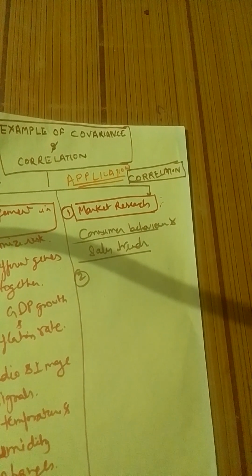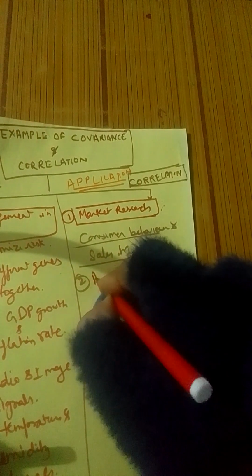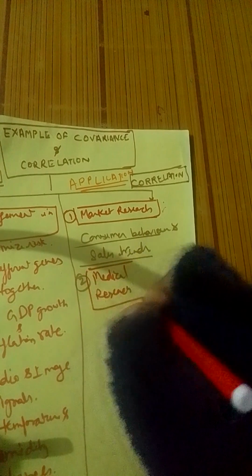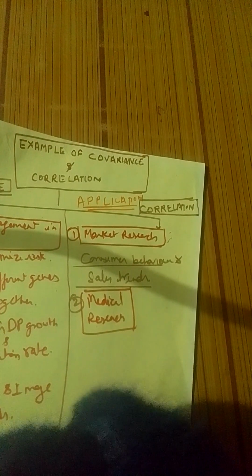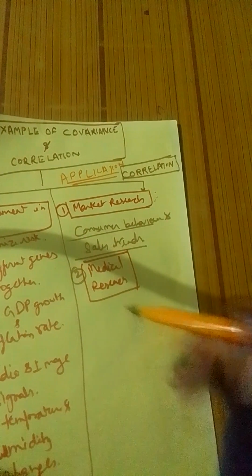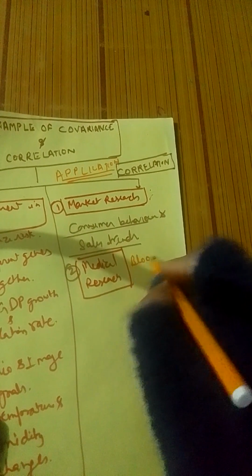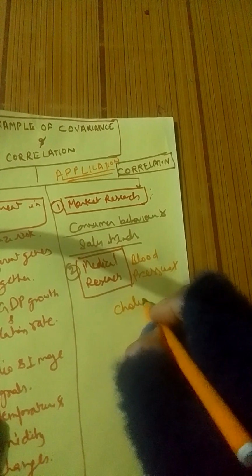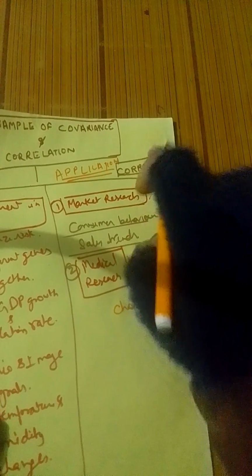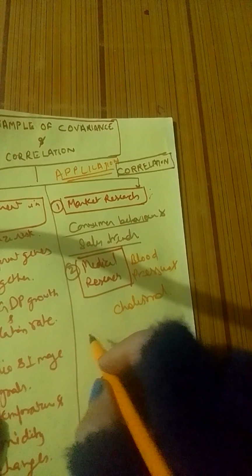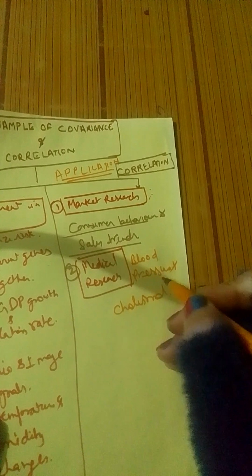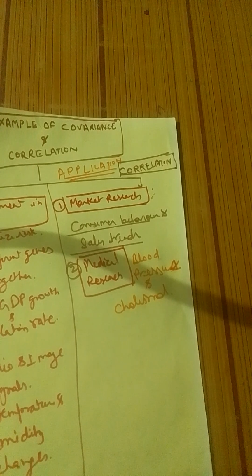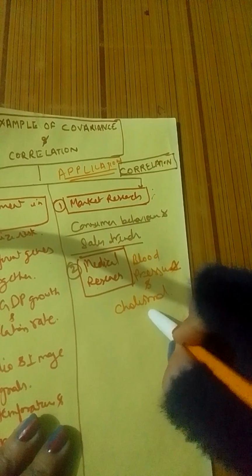Number two is medical research. In medical research also, covariance and correlation are used. How? For example, blood pressure and cholesterol. In medical research, correlation is used for blood pressure and cholesterol. So in that also, correlation is used by data scientists.